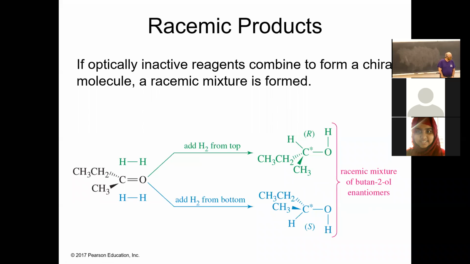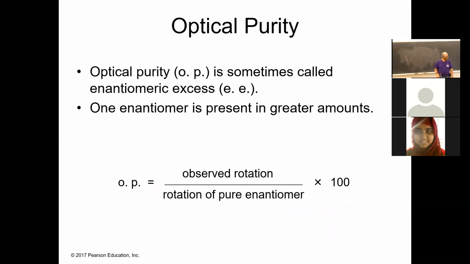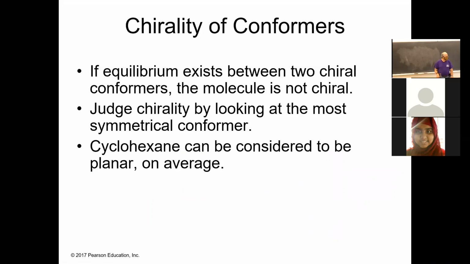Okay, one of the ways that you can get around that is to use a chiral catalyst that will actually, in many cases, favor one stereoisomer over another. Okay, chirality of conformers. I'll go ahead and go over this again.